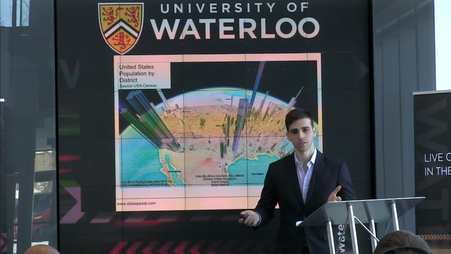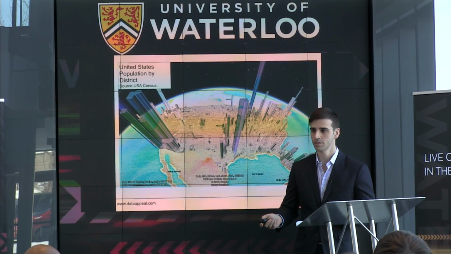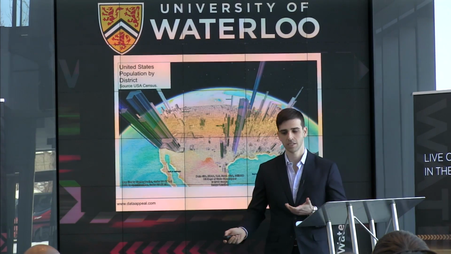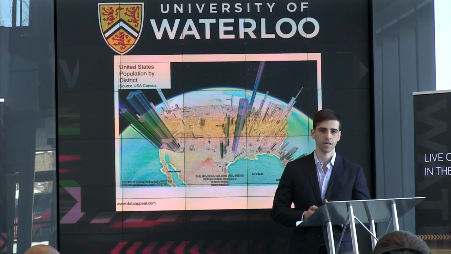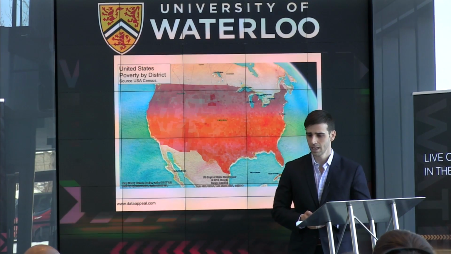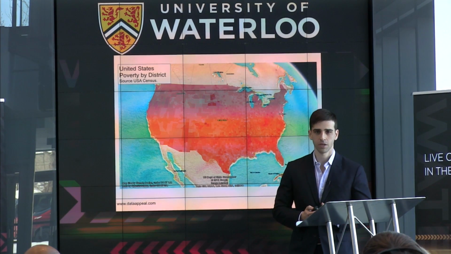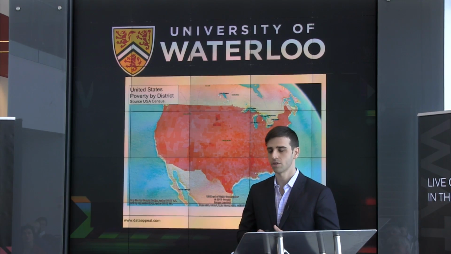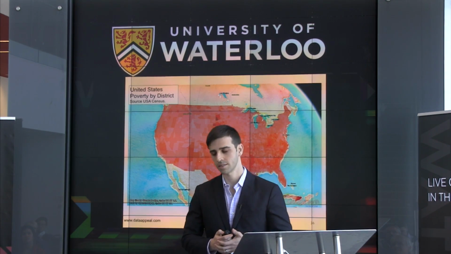Looking at a larger scale within the US, this is showing the population by district. You can see again, just by simply using height and shade, you can quickly see where the highest levels of population are. And similar data, except now we're looking at the levels of poverty. You can see that the darker areas are showing where some of the higher levels within the United States are.